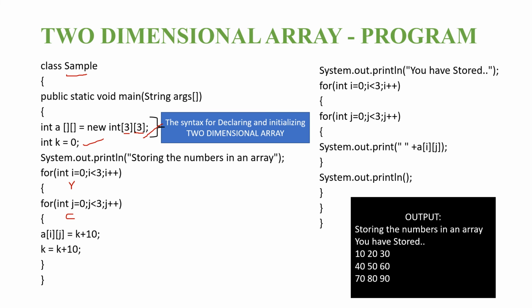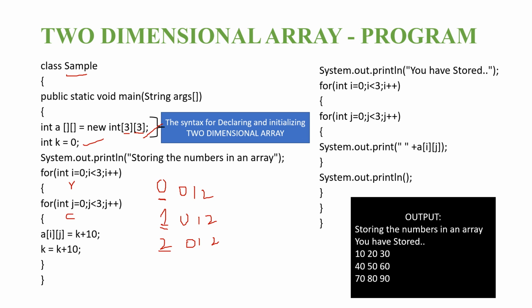Okay. First I am going into the zeroth row. If I go into the zeroth row, the columns 0, 1 and 2 will be completed. Next, if I go to the first row, the columns 0, 1 and 2 will be completed. Then if I go to the second row, the columns 0, 1 and 2 will be completed. This is how this loop works.